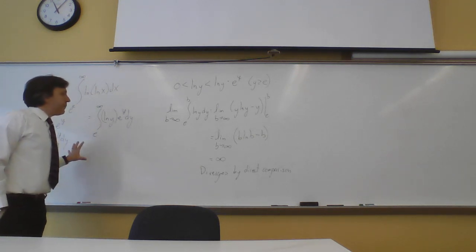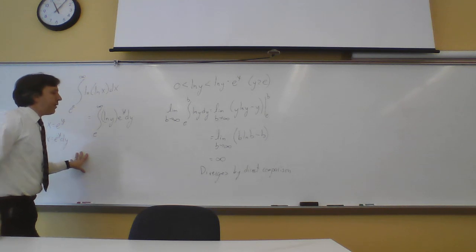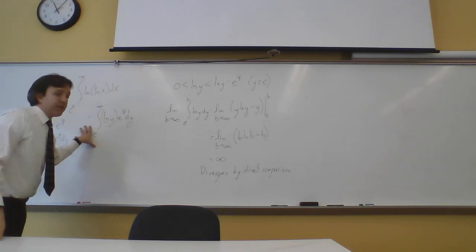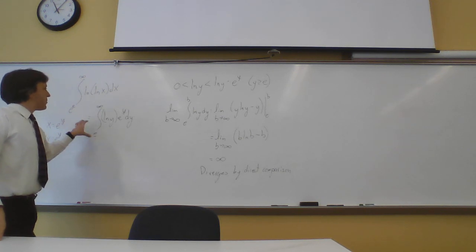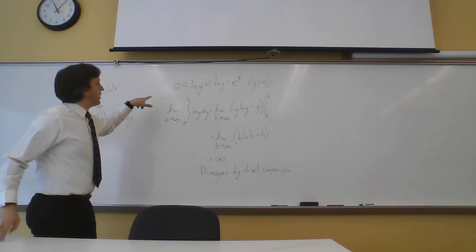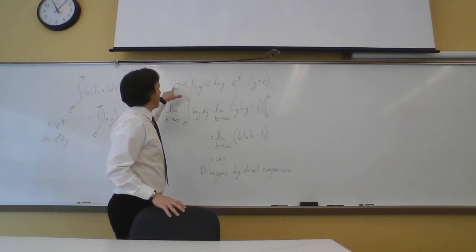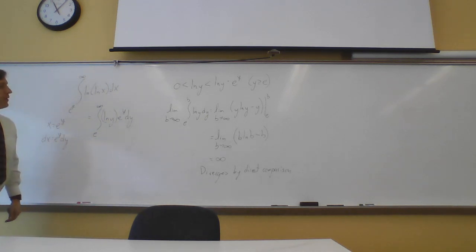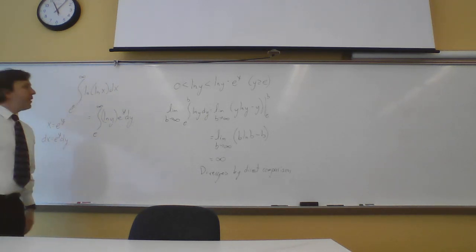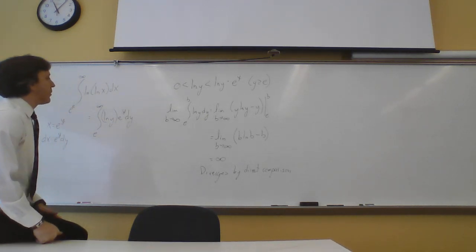Except that this is still a mess. And so I want to try and evaluate this using one of my comparison tests. Turns out we're going to use direct comparison. We're just going to look at the natural log of y, because we know that natural log of y is sandwiched in between 0 and the natural log of y times e to the y, because y is bigger than e.